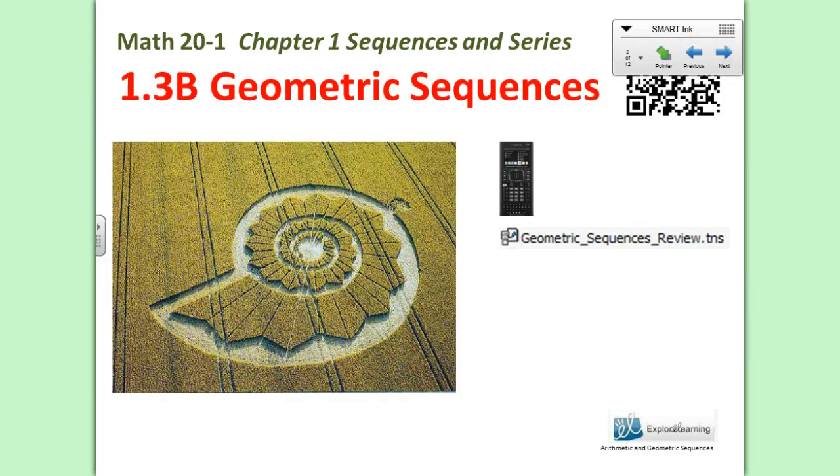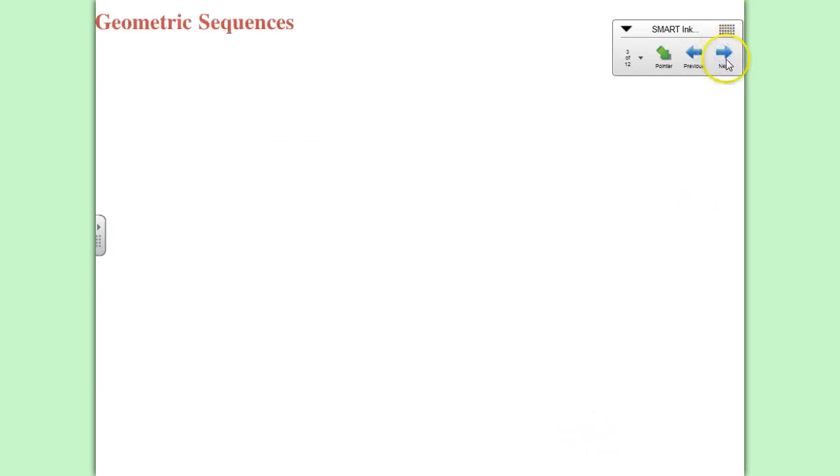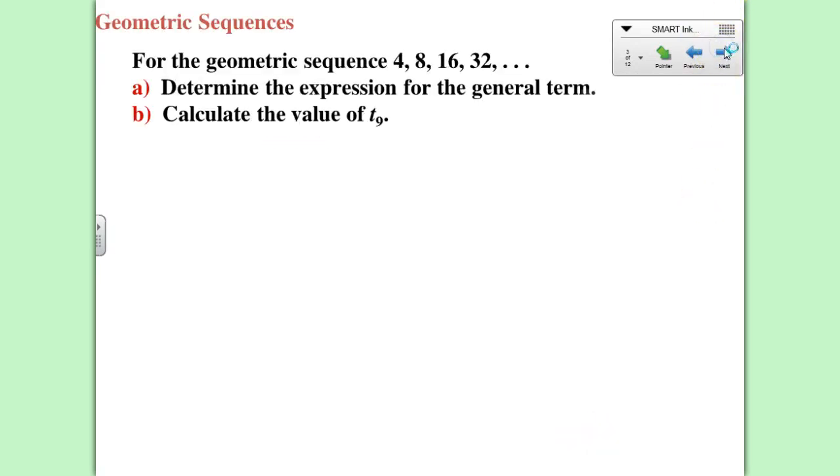So geometric sequences have some really cool applications. We talked about biology and so on, but there are fractals and all kinds of amazing things that happen in geometric sequences. So first off, let's look at just a basic question that we could be dealing with. In this case, we're given a geometric sequence and it's telling us it is, but we can also see that when we compare these terms, it clearly is multiplying by 2 as we go along. So it is geometric even if they didn't tell us that. Determine an expression for the general term.